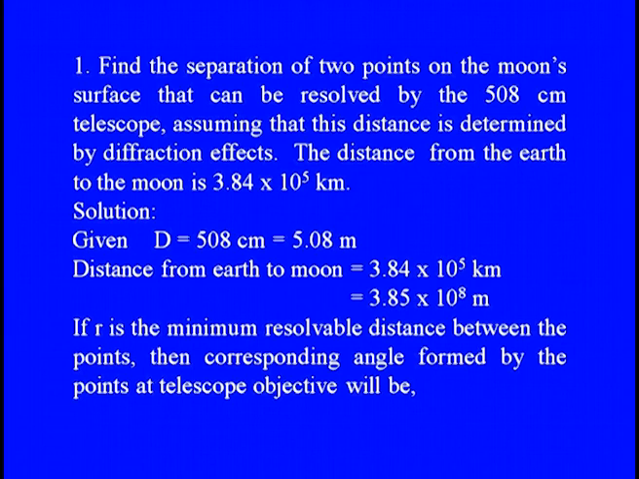Problem number 1, find the separation of two points on the moon surface that can be resolved by the 508 centimeter telescope, assuming that this distance is determined by diffraction effects. The distance from the earth to the moon is about 3.84 into 10 to the power 5 kilometer.